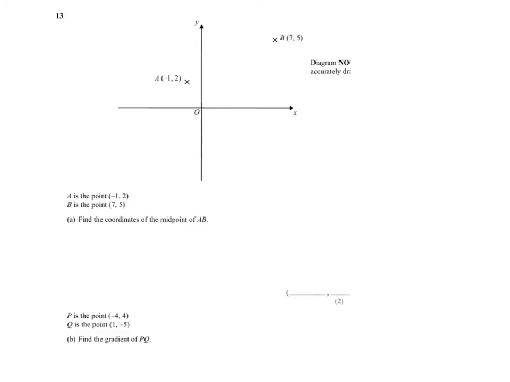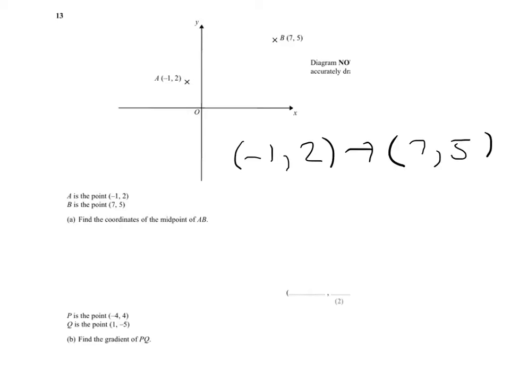So given the points -1, 2 and the point 7, 5, we've got to find the midpoint. So let's just write those coordinates out again so you can see them more clearly. -1, 2 across to 7, 5. Can we find the midpoint?